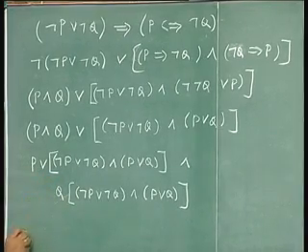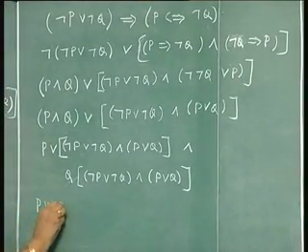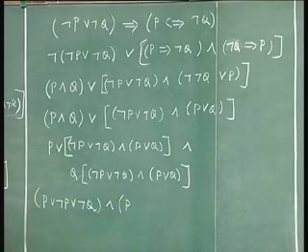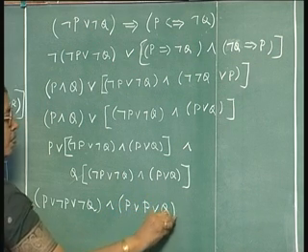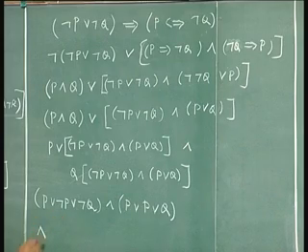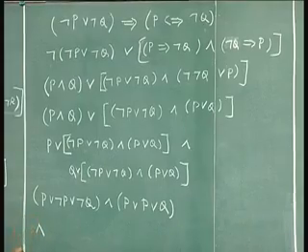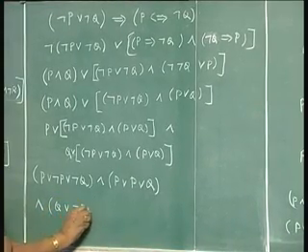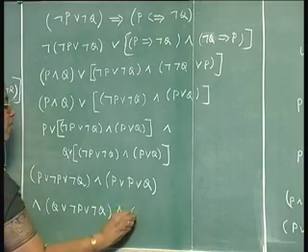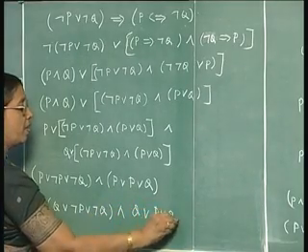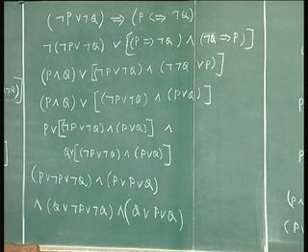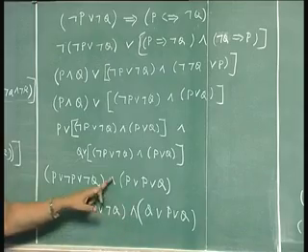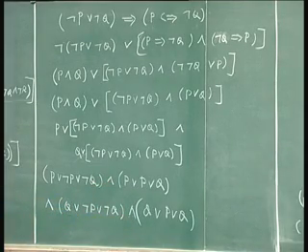So, if you expand this using distributive laws, you will get P or not P or not Q and P or P or Q, and I have omitted, there is a Q here, Q or not P or not Q and Q or P or Q. So, this is an elementary sum, this is an elementary sum, this is an elementary sum, this is an elementary sum, and you have the product of elementary sums. This is a conjunctive normal form.